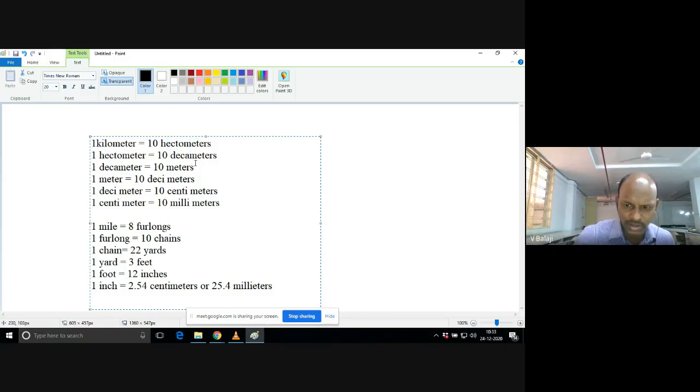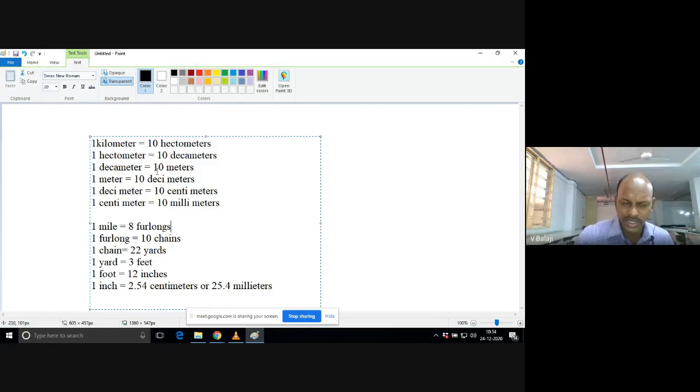1 kilometer. Shushmita, are you there? Please read out. 1 kilometer is equal to 10 hectometers. Very good. Next, 1 hectometer is equal to 10 decameters.